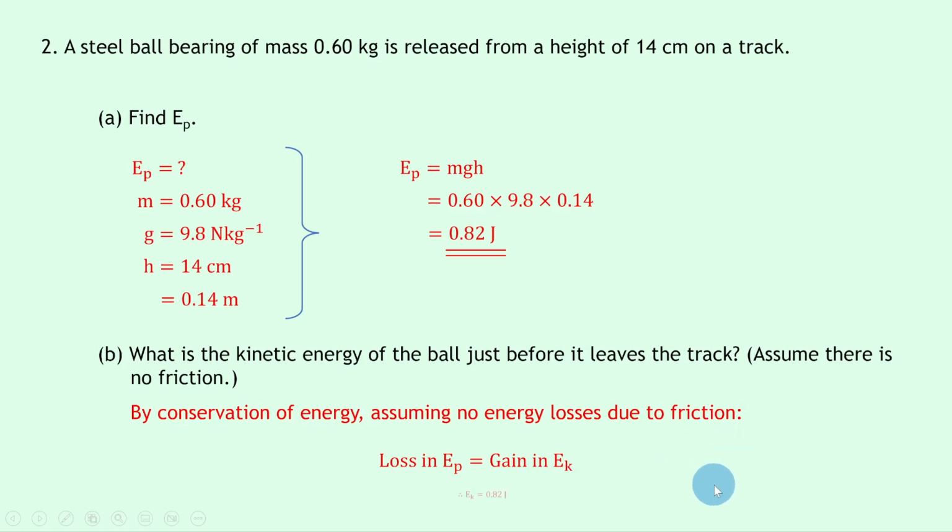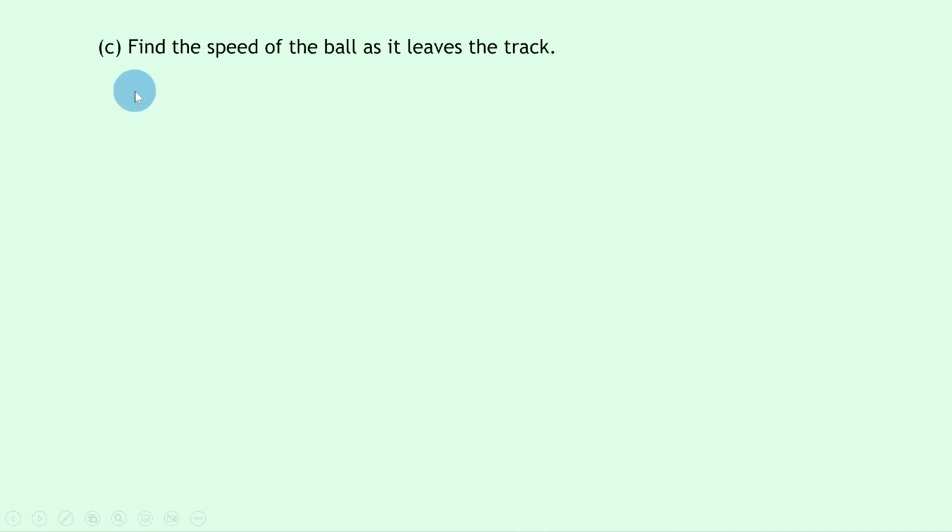So therefore we can say the gain in kinetic energy, or simply just the kinetic energy EK, is equal to 0.82 joules, which is the value of the gravitational potential energy we found in part A. And remember, we can only say that these energies are equal by assuming no energy losses. Lastly, part C says to find the speed of the ball as it leaves the track.